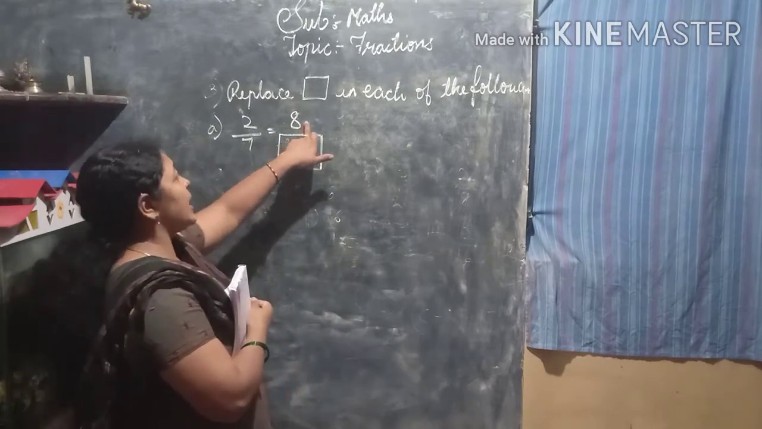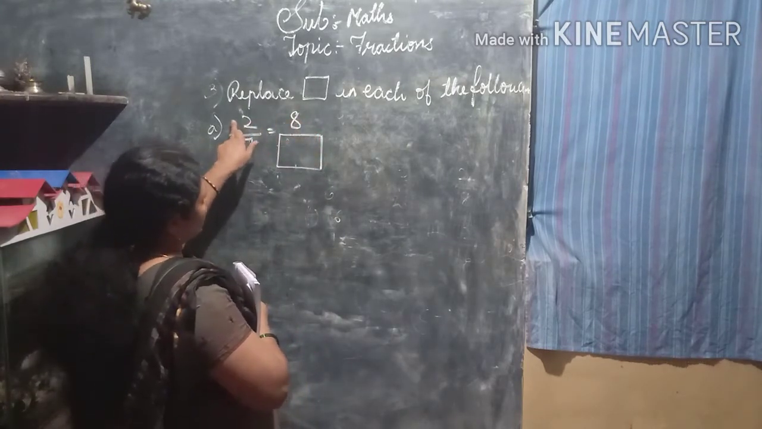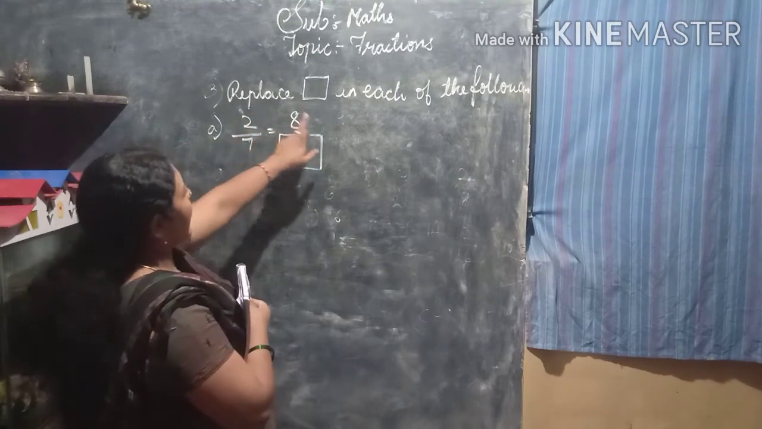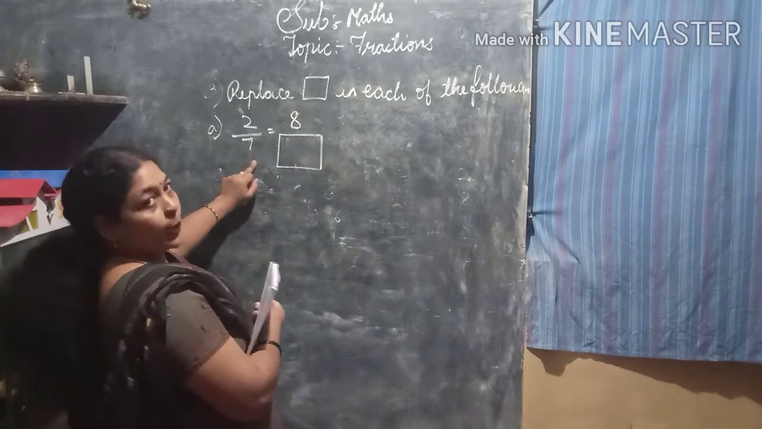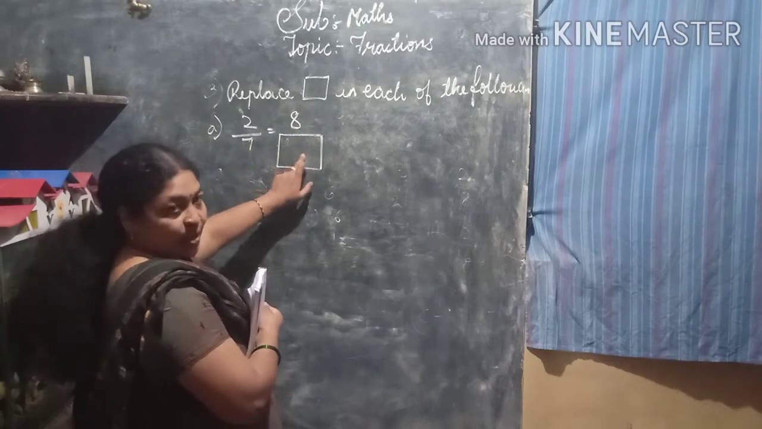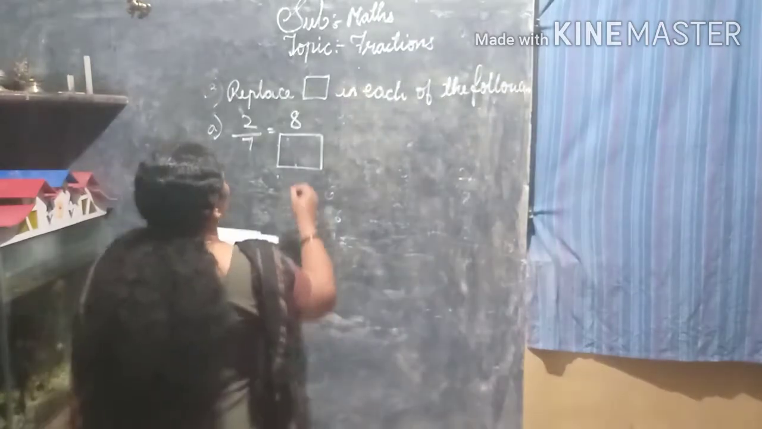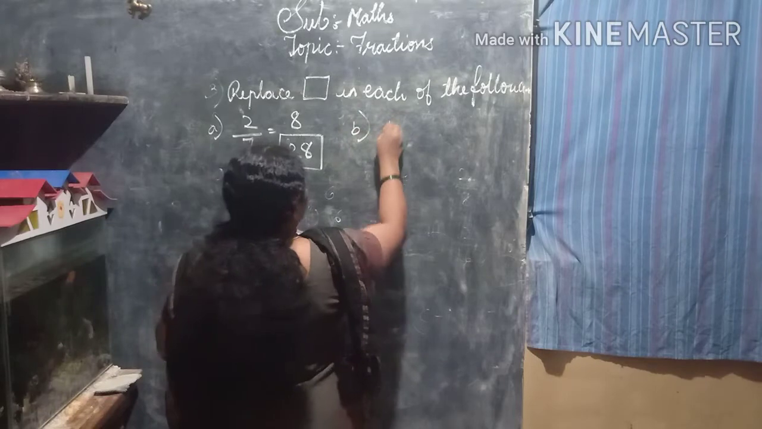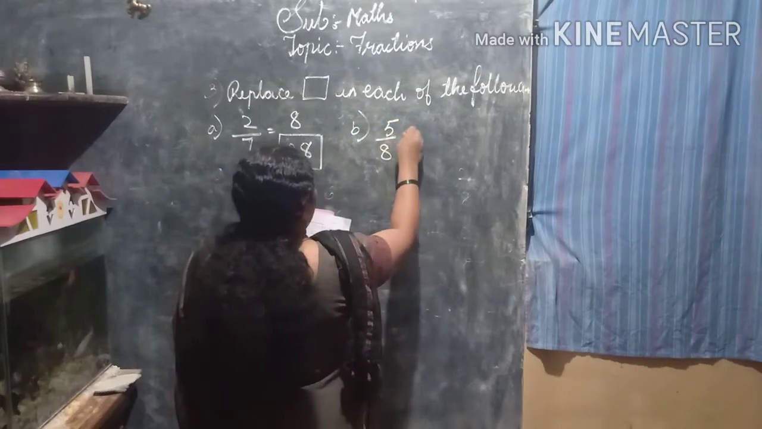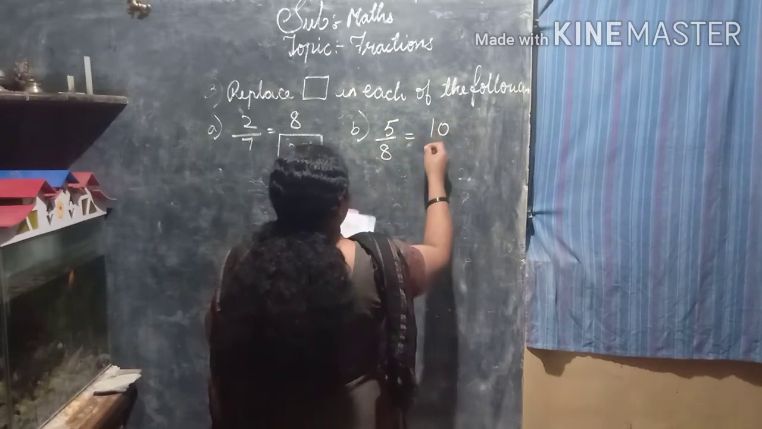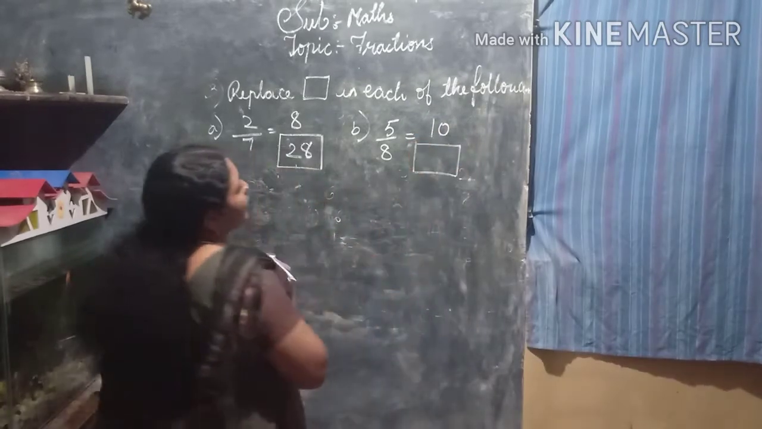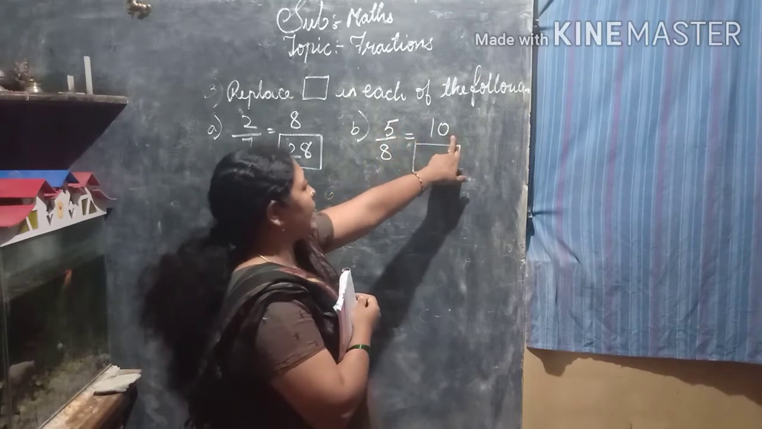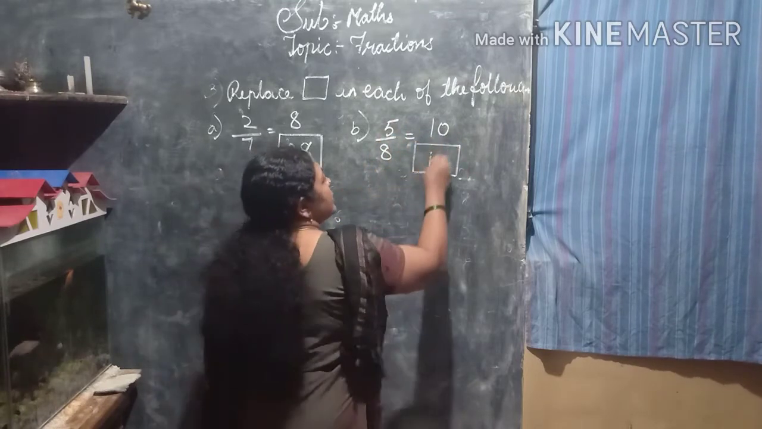See, if the equivalent is 8 and the numerator here is 2, 2 fours are 8. Isn't it? 2 fours are 8. So therefore here, 7 fours are what? What is 7 fours? It is 28. B, it is 5 by 8. If the equivalent here is 10, what could be here? 5 twos are 10. Isn't it? 5 twos are 10. 8 twos are 16.